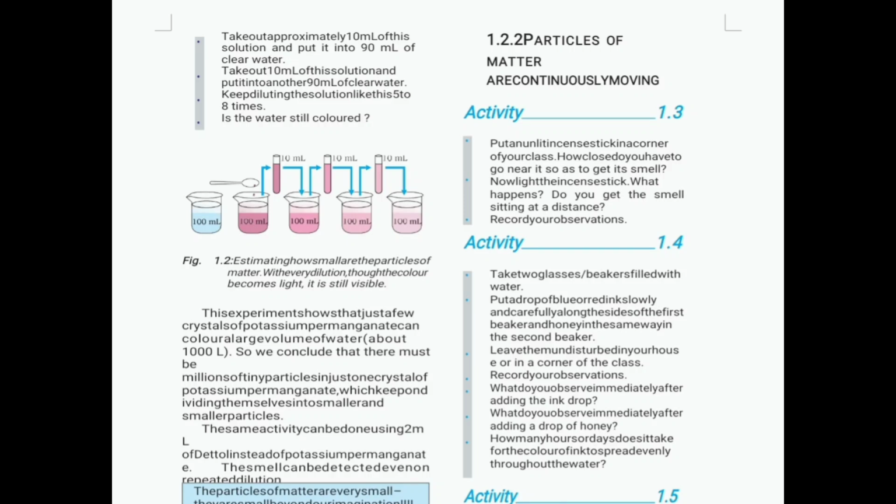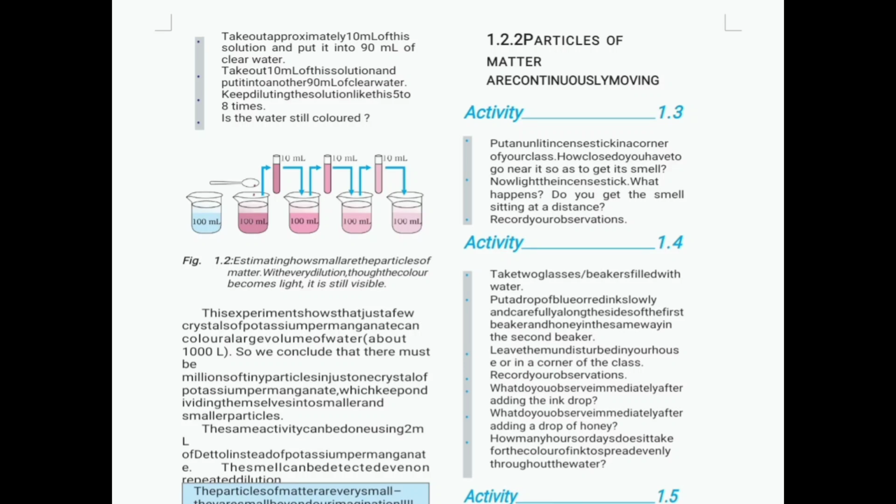1.2.2 Particles of matter are continuously moving. Activity 1.3. Put an unlit incense stick in a corner of your class. How close do you have to go near it so as to get its smell? Now light the incense stick. What happens? Do you get the smell sitting at a distance? Record your observations. Activity 1.4.